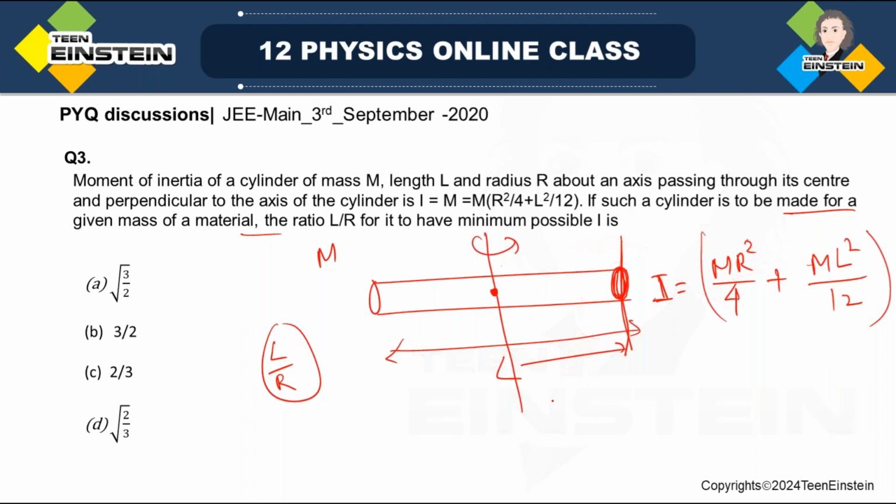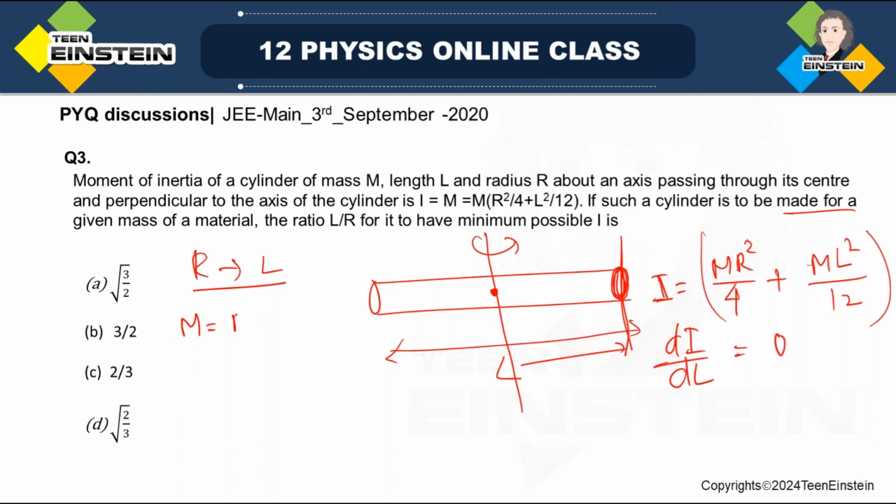To make any quantity minimum, you have to take the first derivative equal to 0 with respect to the variable, at least one of the variables. So here R and L both may be variable. So first of all, I have to bring this into one of them. I have to convert R to L so that I get the moment of inertia in terms of L, and then I'll make dI by dL zero. To convert R to L, there is a relation: mass is equal to pi R square into L, into density rho. This is the volume into density. So from here, I can find R square is m by pi rho L. If I put it here, then see what I get.